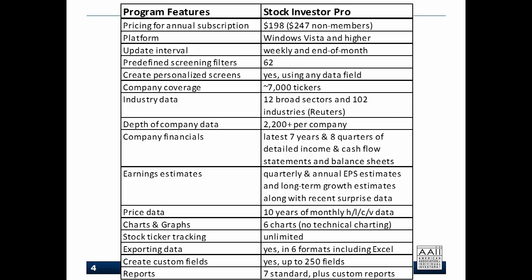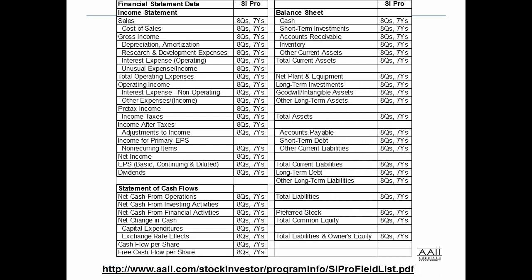The program also comes with roughly 60, I think at this point it's 62, and we'll be adding a couple more in the next month or so, 62 predefined stock screens. For those of you familiar with the stock screens area of AAII.com, all of the passing companies lists that we post on our website each month are generated using Stock Investor Pro. There are also roughly 2,200 data points per company, assuming a company has its full spectrum of data. So Stock Investor Pro, besides being a full-featured fundamental stock screening program, is also one of the deepest fundamental research databases out there for the individual investor.